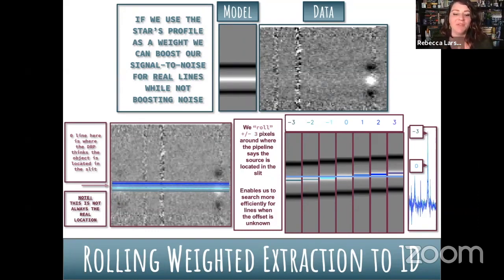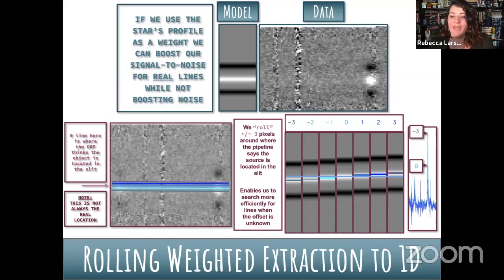Here at the bottom left, I'm showing that same emission line at the top, showing you exactly where the center is supposed to be in the pipeline, but also showing you that this bright blue line is actually where the center of the object is. It is offset from where the pipeline expects it to be. In order to correct for this, we extracted with this weighted extraction profile at all 7 of these offsets for every single one of our galaxies for every night.